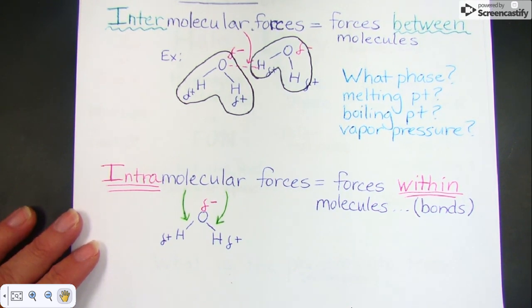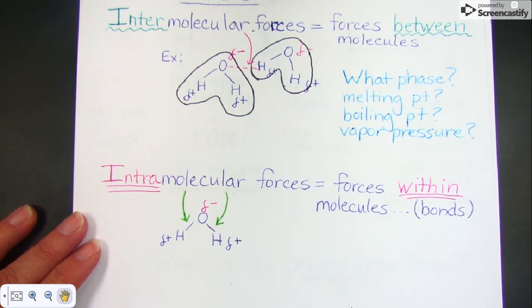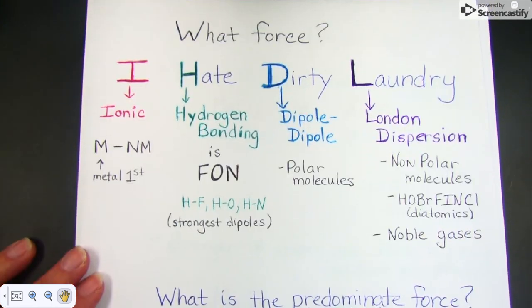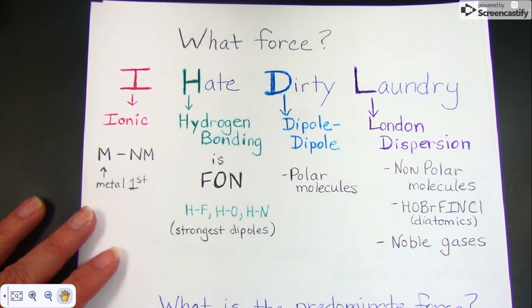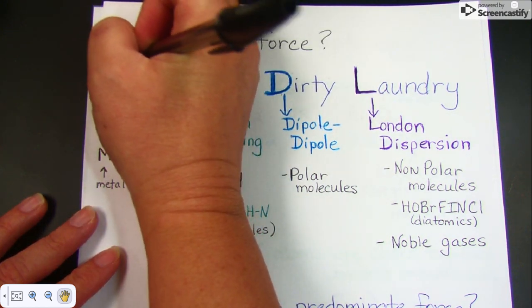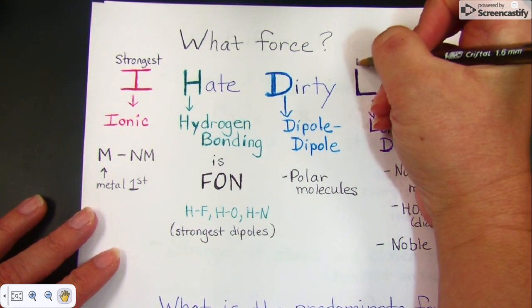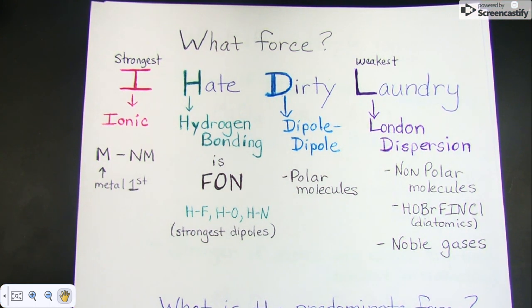Now, what we need to do in order to determine questions like, hey, who has the highest melting point? Who has the lowest boiling point? Whatever questions we're going to ask are based on what the force is. We have a hierarchy. Hierarchy means we put them in order, and they are going from strongest to weakest. So ionic over here is the strongest, and London is the weakest, or London dispersion. So in order to remember this, I just put it into an acronym. I call it I hate dirty laundry, which I do. So I hate dirty laundry.